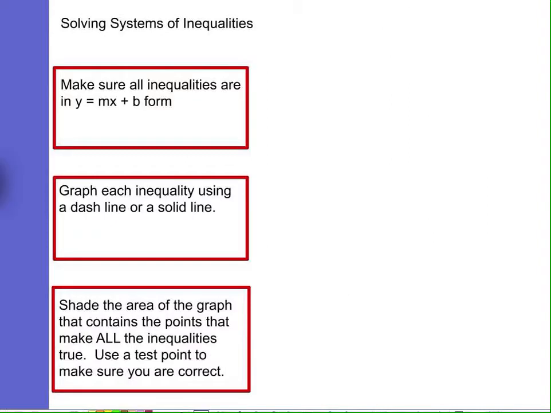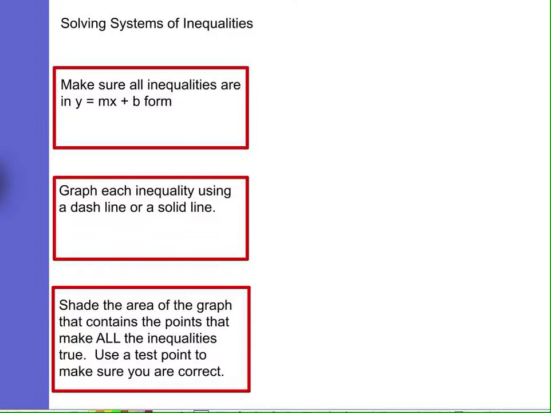When it comes to actually graphing systems of inequalities and using a graph to solve them, step one, make sure all the inequalities are in y equals mx plus b form, the slope-intercept form. Or in other words, get y by itself. The only time we get x by itself is when x is the only variable available.